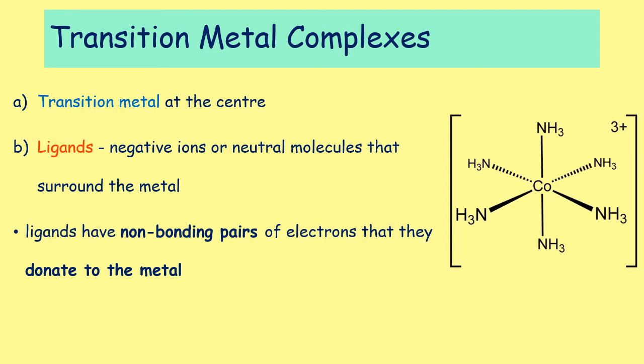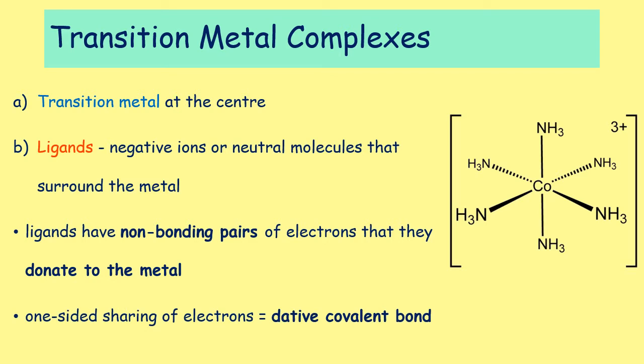And what happens is that that non-bonding pair of electrons comes from one of the atoms in a ligand and gets donated to the metal. So in the end, we have a bond that has two electrons in it, like a normal bond, but both of those electrons came from the same atom. And that type of one-sided sharing of electrons is what we call a dative covalent bond. Sometimes if you're reading in other sources, you may see it called a coordinative bond. But the term that we're really looking for you to use is a dative covalent bond.